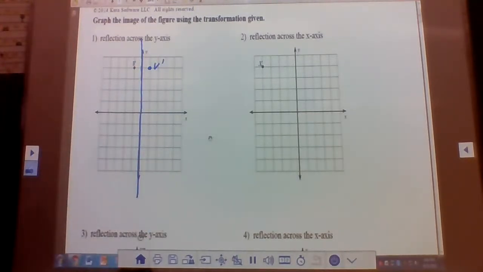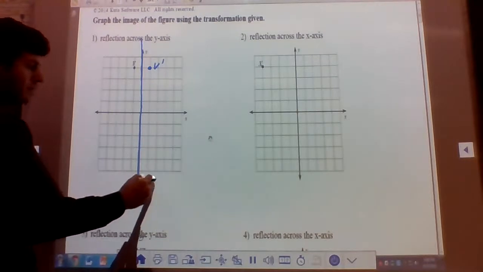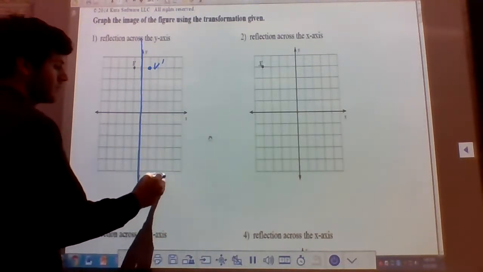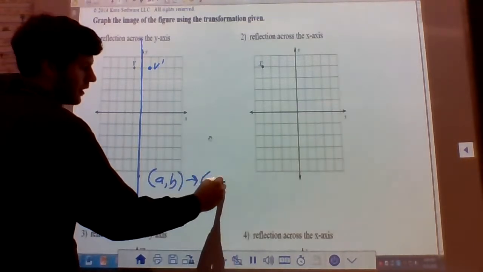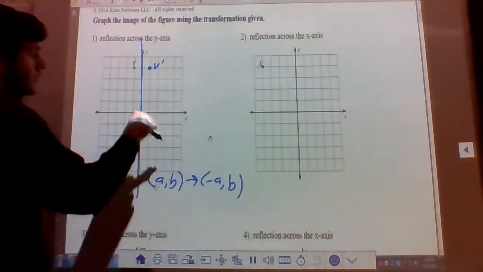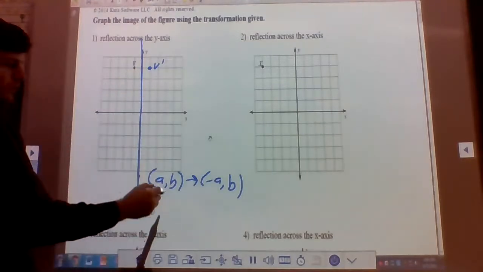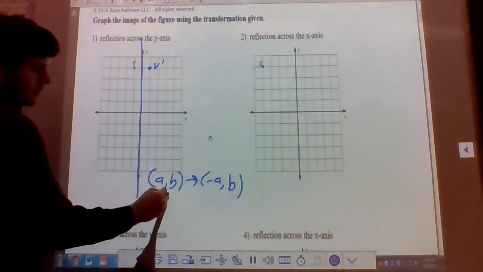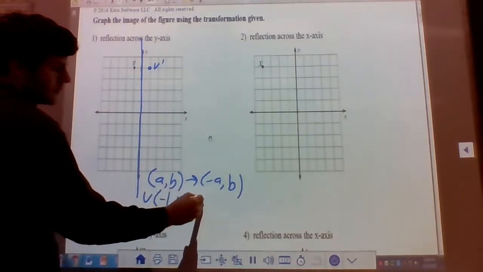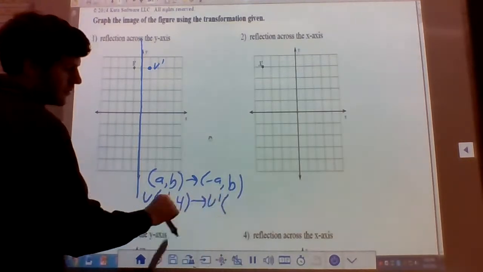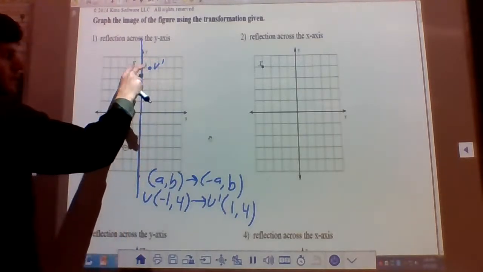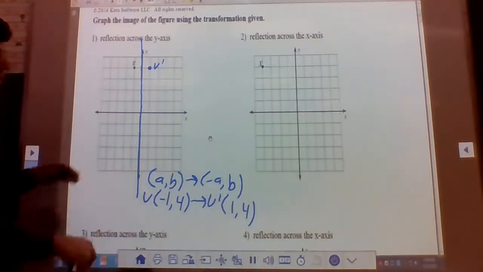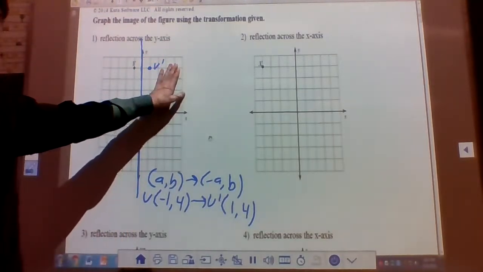The other way you can do it is we can use the formula. So we know that if we're reflecting over the y-axis, (a, b) is going to map to (negative a, b). So B is negative 1, 4, so B prime is going to be, flip the sign, positive 1, 4. Okay, so we're flipping over the y-axis. Again, if you fold it over, they should line up.